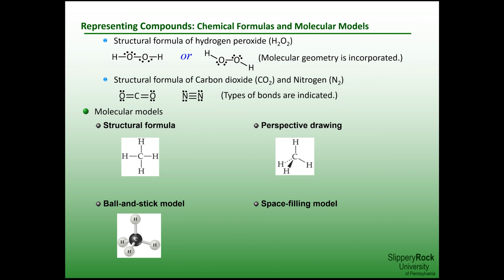In contrast, the space-filling model represents atoms as spheres sized according to their relative atomic radii, emphasizing how atoms actually occupy space and how molecules interact with one another. Together, these representations, from formulas to models, provide complementary ways to describe molecular composition, bonding, shape, and spatial structure, all of which are essential for understanding chemical behavior.